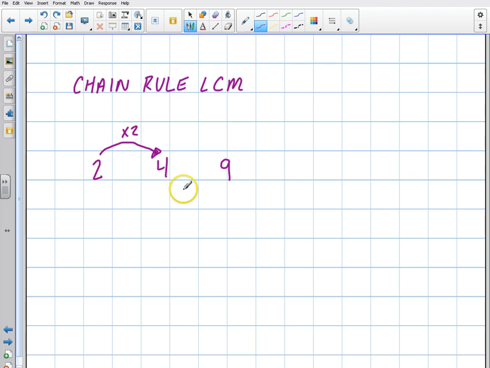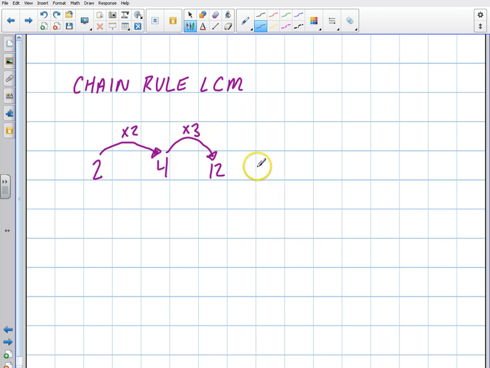But if I added something like a 9, I can't get from 4 to 9 just by multiplying across, right? So in that case, I would have to make my factor tree to find out. But if I was just interested in the 2 and the 4, then my least common multiple is just 4. And then if I gave you another number like a 12, I can hop from 4 to 12 by going times 3, now my least common multiple is 12, because it's a chain rule. I'm going down the chain like this, right?